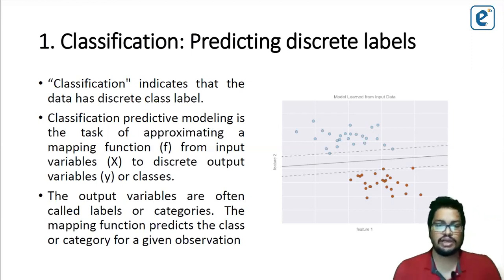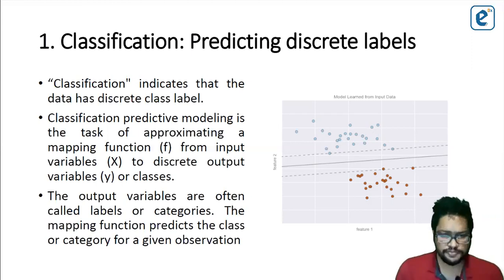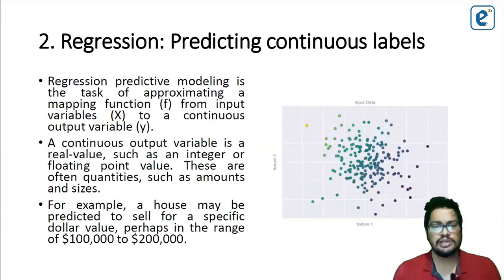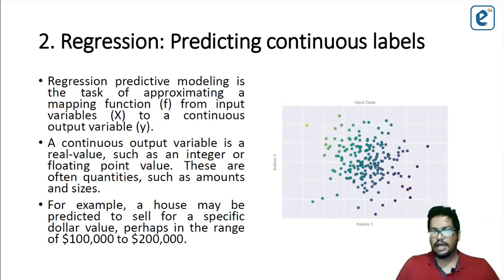then we call it a classification problem. The second type is regression type problems. Regression type problems are the problems where the label is a continuous number. We are going to predict the rainfall in millimeters, not whether it's going to rain today or not, but the rainfall today in millimeters.